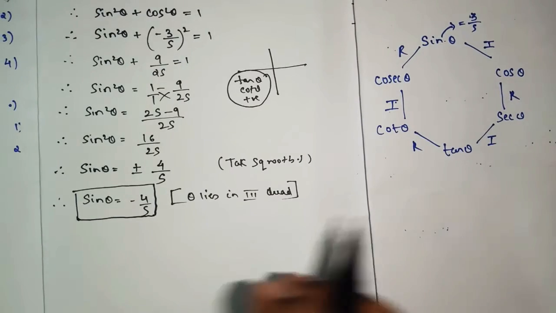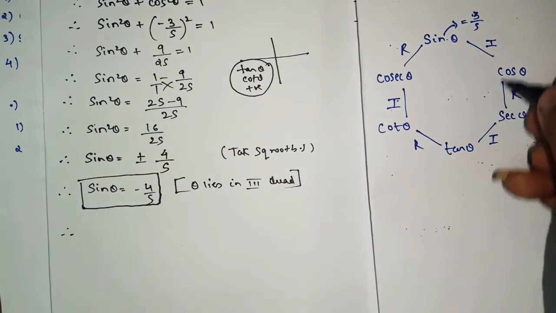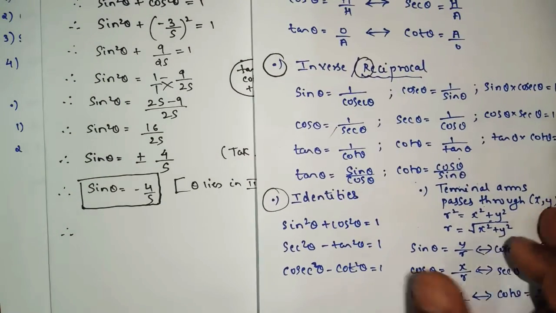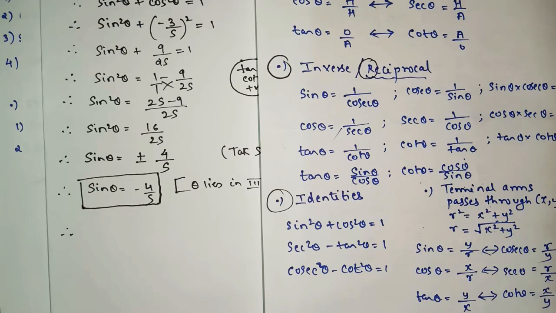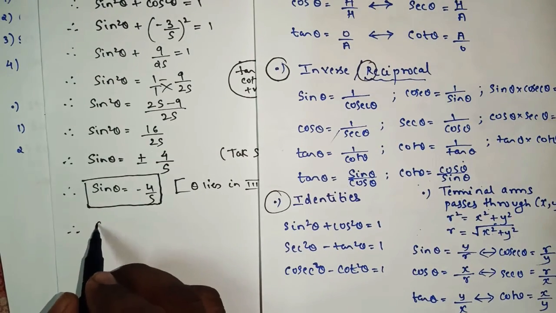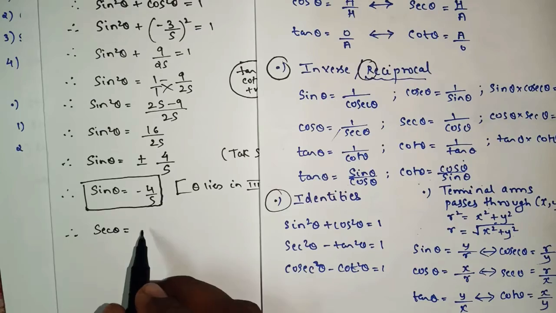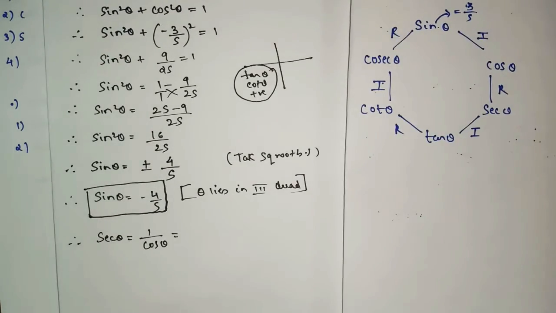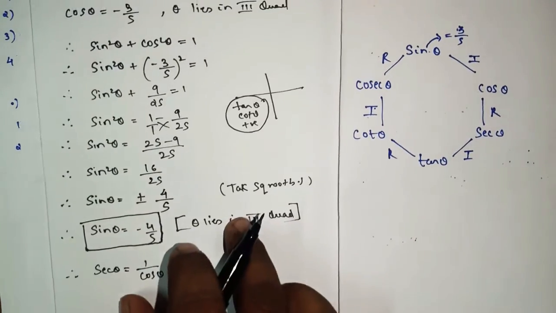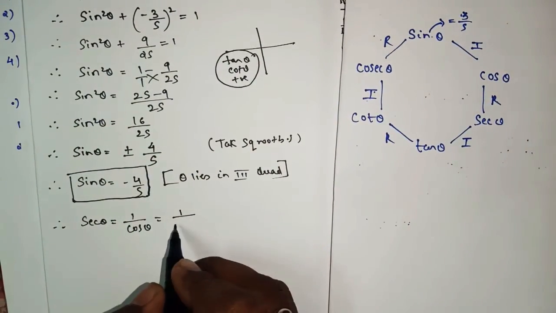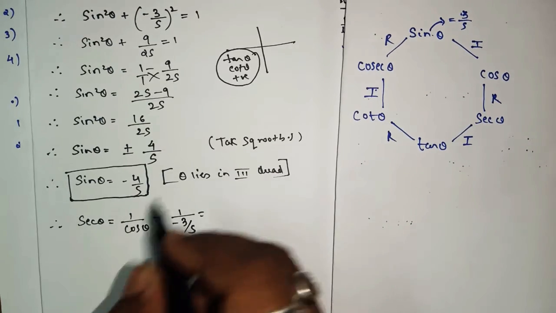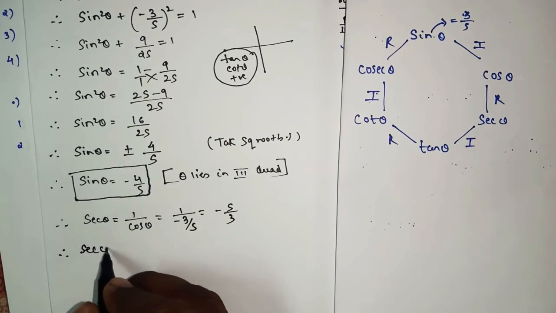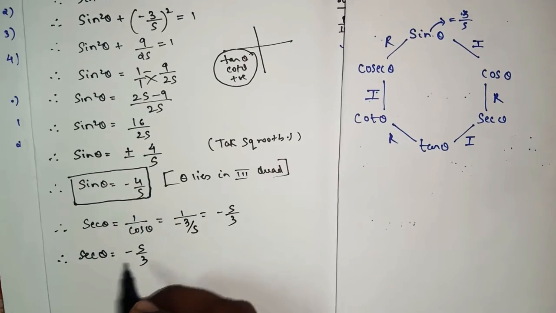Now we'll find sec. So we know that for sec and cos, what is the relation? It is a reciprocal relation. So cos theta equals 1 upon sec, or sec theta equals 1 upon cos. So sec theta we have to find, so we'll apply sec theta equals 1 upon cos. So 1 upon, what is cos? Minus 3 upon 5. So we'll write minus 3 upon 5. So this will go up, so minus 5 by 3. So therefore we got sec theta also, that is minus 5 by 3.